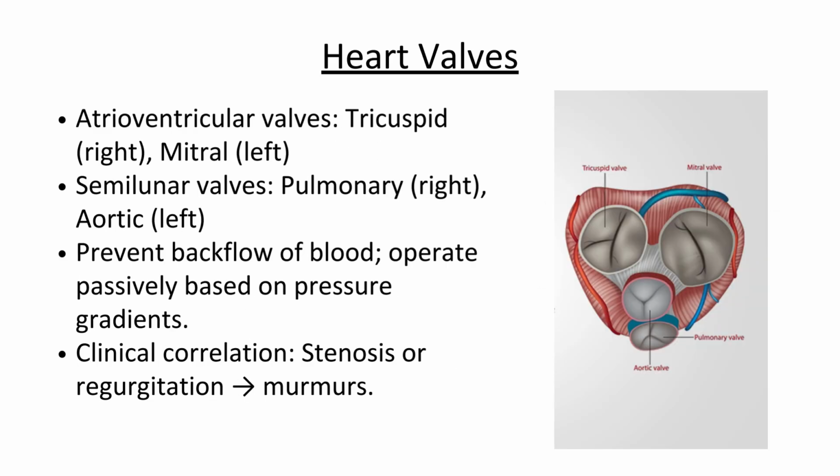Now let's talk about the valves, the guardians of one-way blood flow. We have atrioventricular valves, the tricuspid valve on the right and the mitral bicuspid valve on the left. Then we have semilunar valves, pulmonary and aortic valves. These valves open and close based on pressure gradients, preventing backflow. When valves fail, either due to stenosis or regurgitation, we hear murmurs. USMLE loves testing murmur location, radiation, and timing, so mastering this valve anatomy is essential.